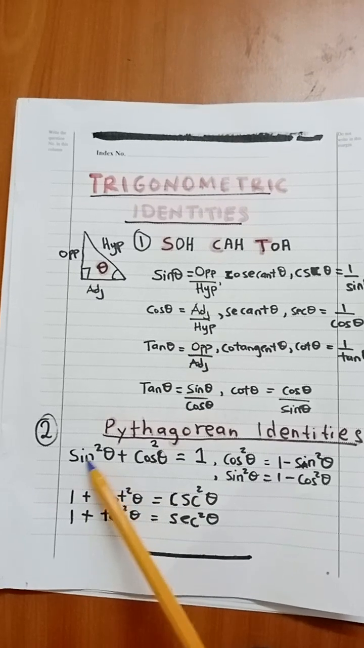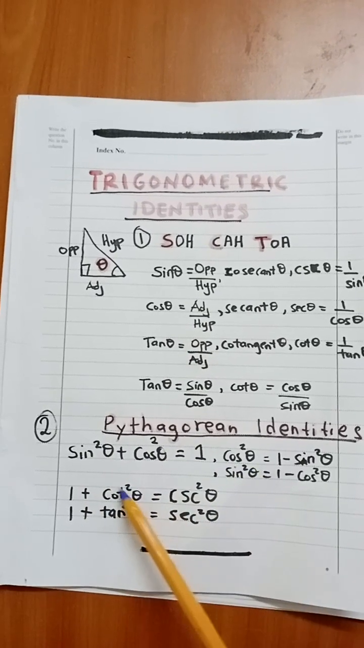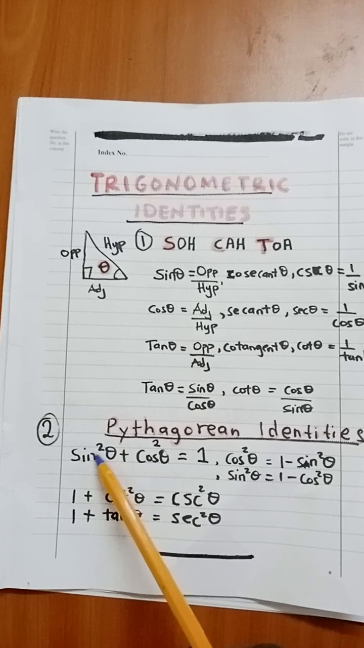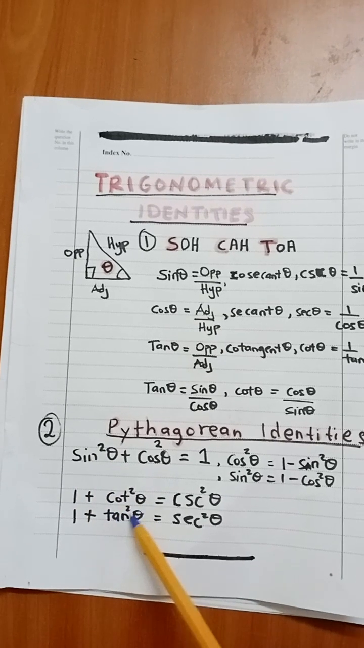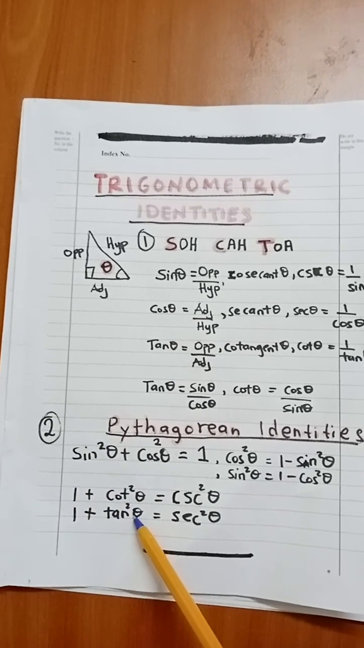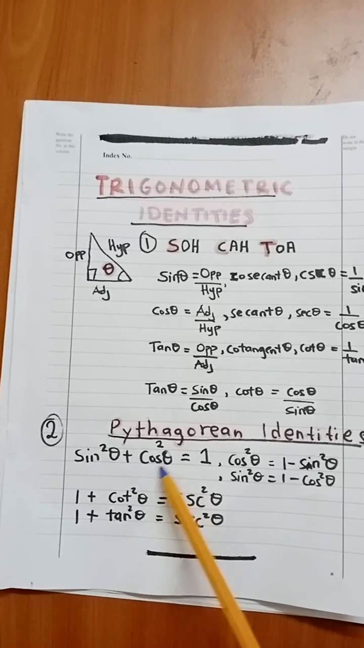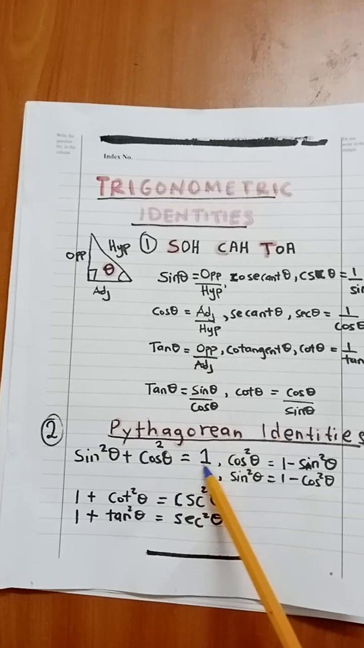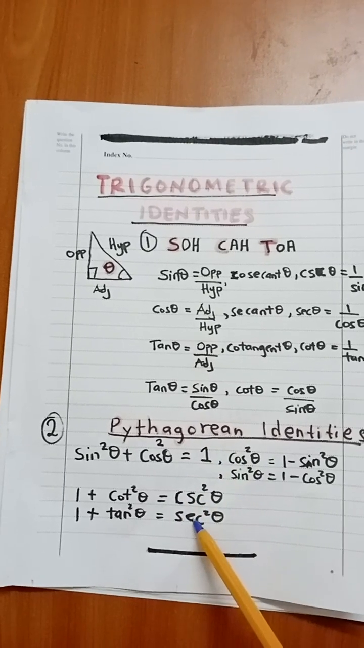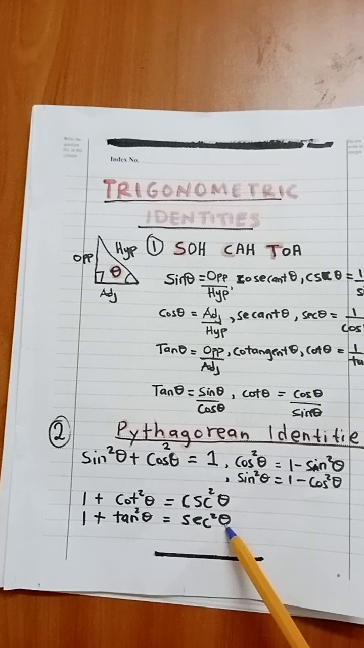Similarly, if you divide this equation throughout by cos squared theta, you get sin squared theta divided by cos squared theta, which is the same as tan squared theta. This one will be 1, cos squared theta divided by cos squared theta will be 1. And this one will be 1 over cos squared theta, which is the same as sec squared theta.